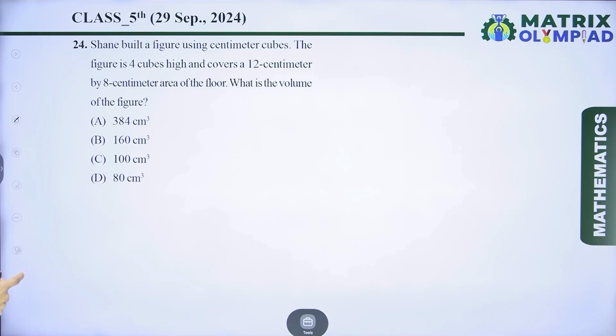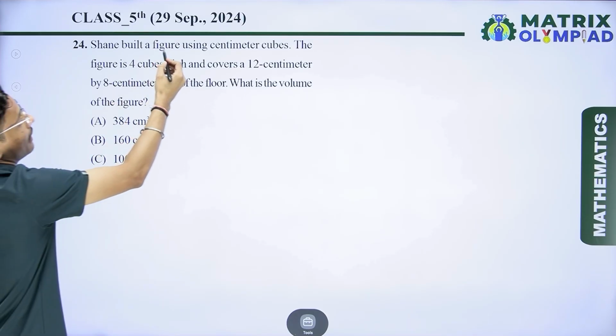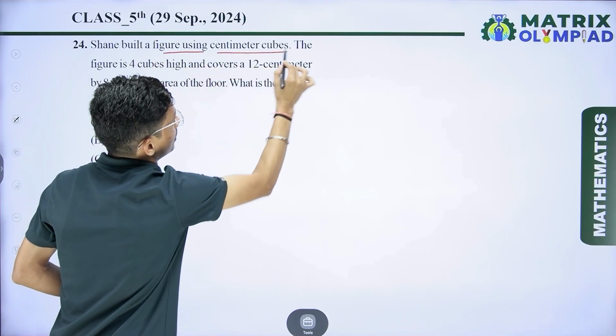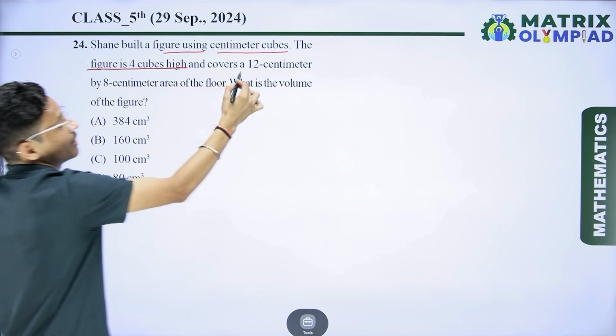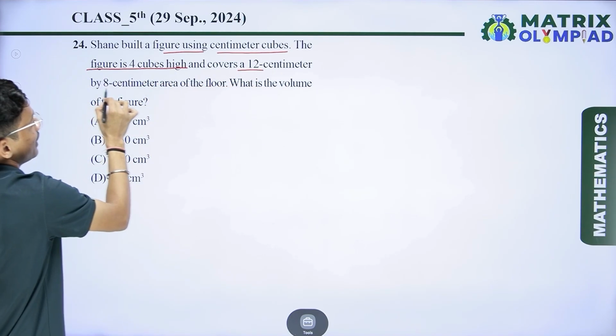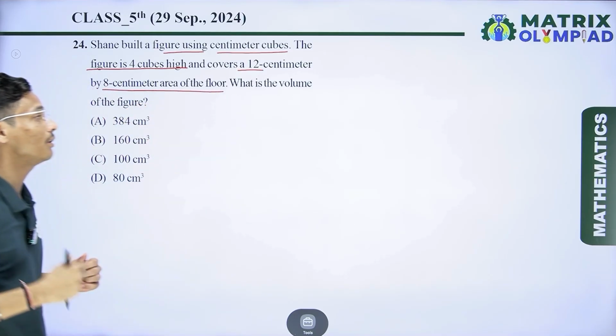Next question: Sen built a figure using centimeter cubes. The figure is 4 cubes high and covers a 12 centimeter by 8 centimeter area of the floor.